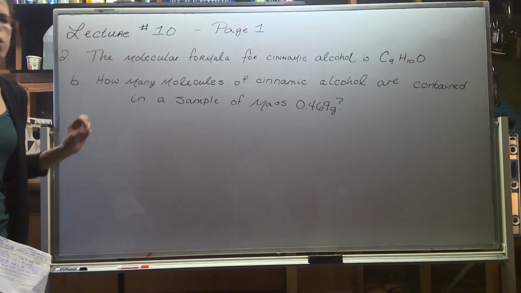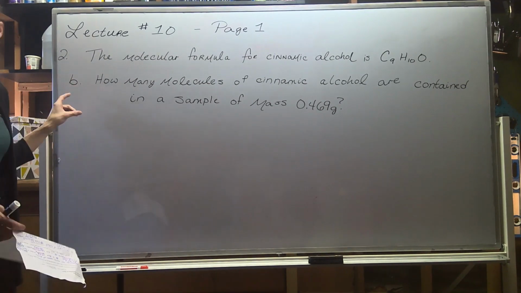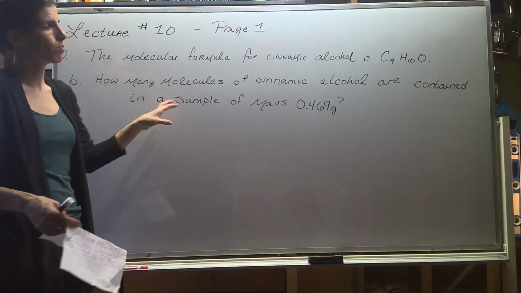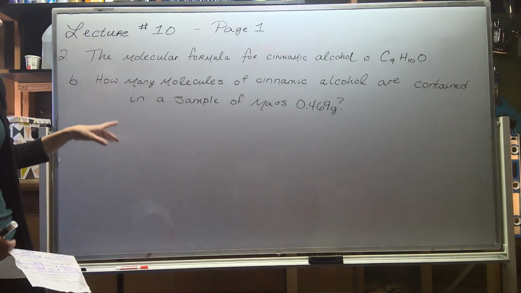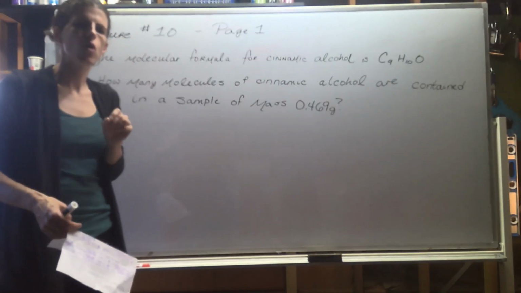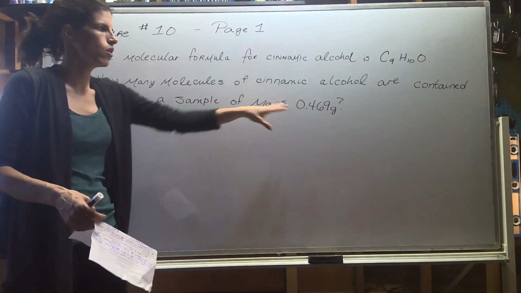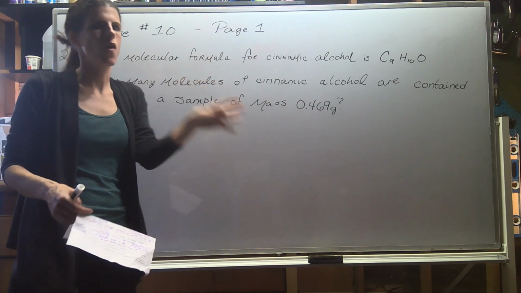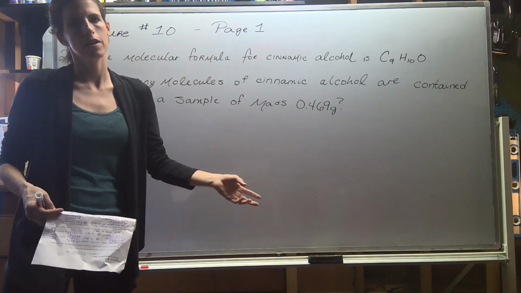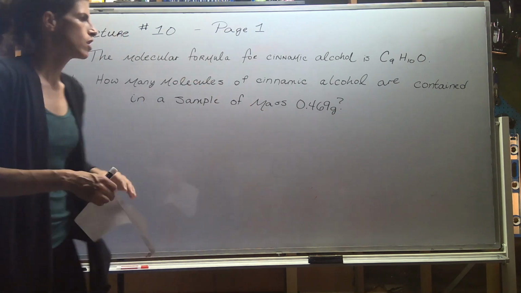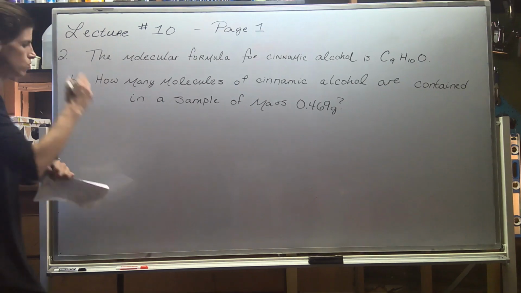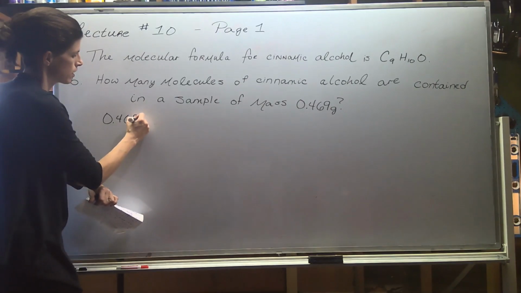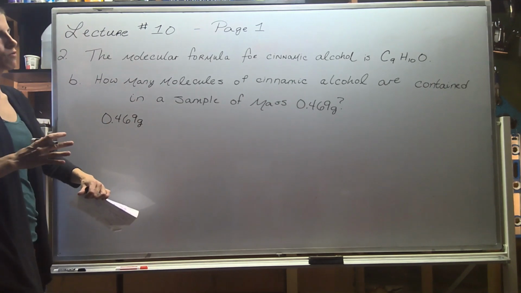All right, so the next part of problem number 2 is a little bit different. It's kind of a throwback problem from our previous lectures. We're asked to figure out how many moles of the cinnamonic alcohol are in this mass. So remember, whenever we're trying to go anywhere, our first step is to convert to moles. So I'm going to do 0.469 grams. And we want to be really specific here.